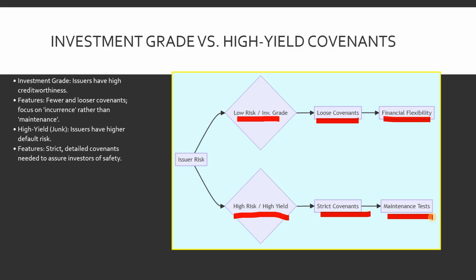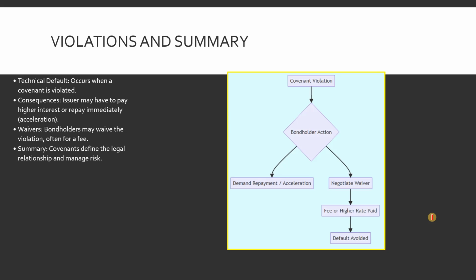So let's talk about violations and then summarize. What happens if a covenant is broken? This is called a technical default. It is serious. The bondholders can demand immediate repayment, known as acceleration. However, usually the issuer and bondholders negotiate. The bondholders might grant a waiver to forgive the violation, usually in exchange for a fee or a higher interest rate. So let's wrap up this session.